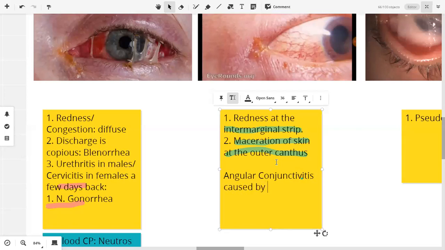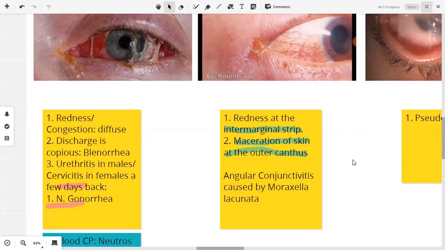Caused by, does anyone know the organism which causes angular conjunctivitis? It's Moraxella. Someone said Moraxella. This is caused by Moraxella lacunata.